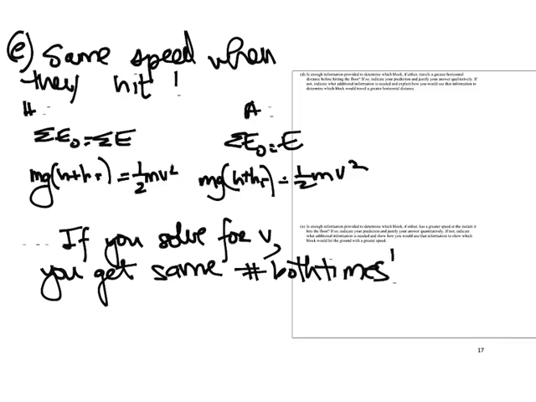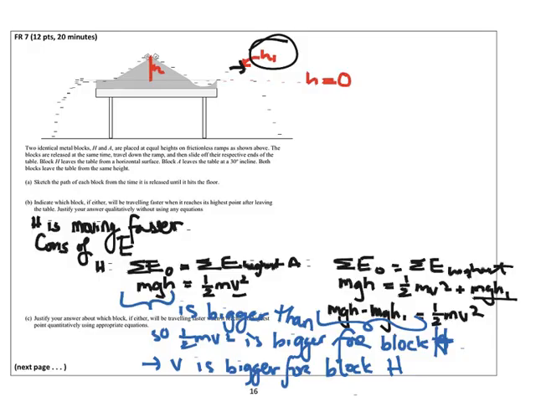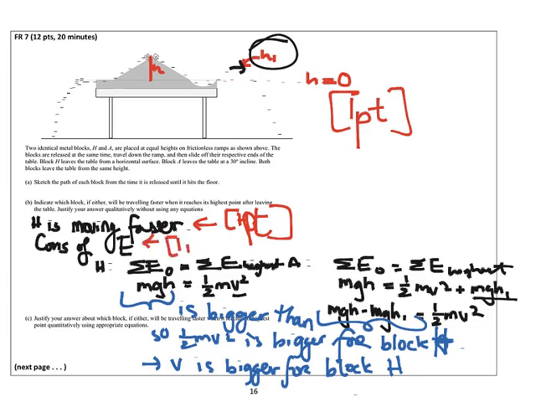Okay, so now for points. Alright, in part A, there is 1 point. You have to draw both of these things correctly. Both of the pathways correctly give you 1 point. In part B, you get 1 point for indicating that H must be moving faster. You get 1 point for indicating that energy is conserved.